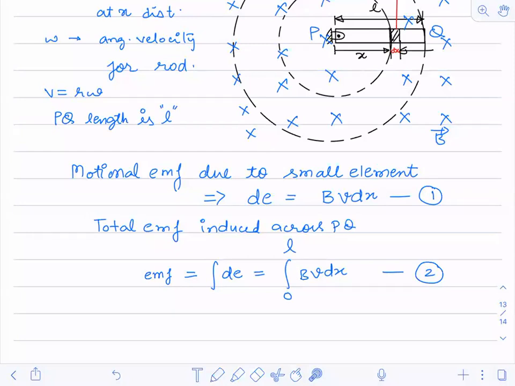See here. We are taking this point as a reference. So if this is the point of reference, and from here we have measured X distance, this point will be 0 and this complete length will be L. So 0 to L is the integration limit. Okay. 0 to L will be the integration limit. Fine.